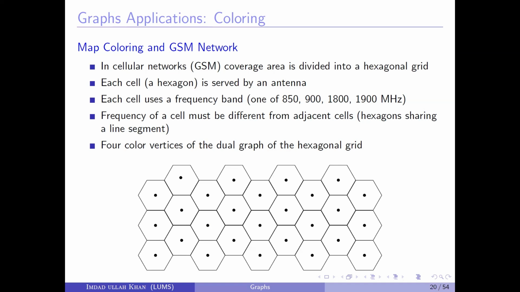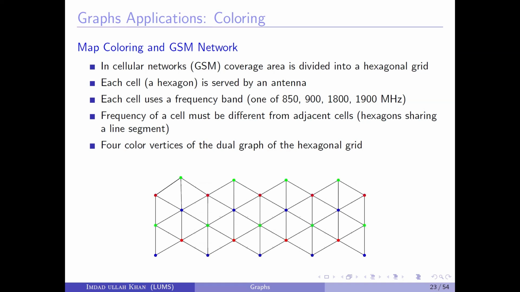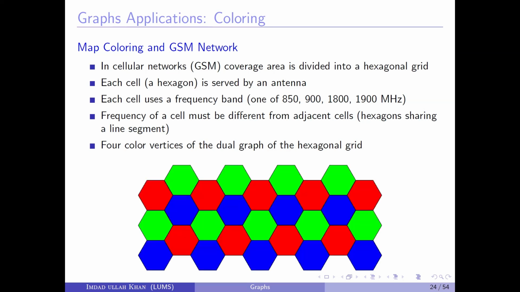So we model this as a graph. Each region is modeled as a vertex, and the neighbors are modeled using edges. Now we have this underlying graph. We solve this graph coloring problem, we find its chromatic number, and that gives us the minimum number of frequencies required to model that entire GSM network.